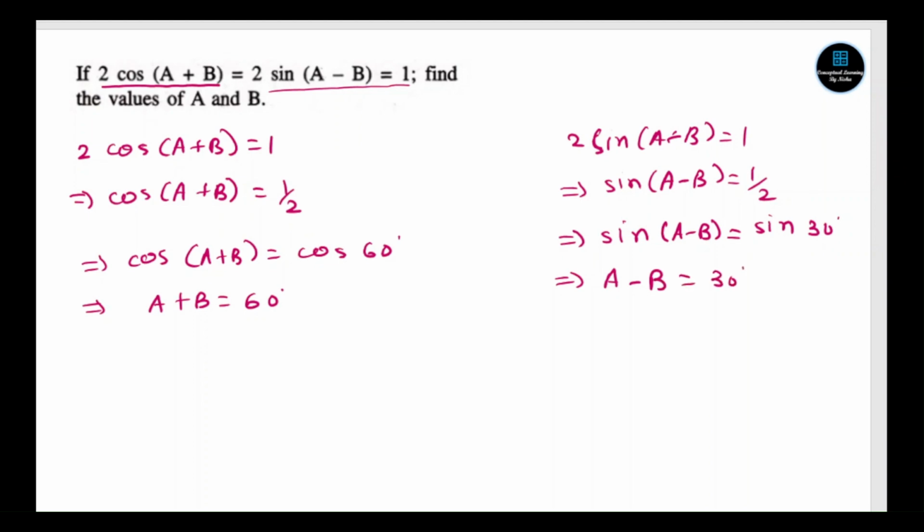Now I have these two values, so I can just add these two. So I'll get 2a equals 90 and a equals 45. When I substitute in any of these equations, I get b equals 15. So very easy question, right? Very easy question. So we got the value of a and b. Alright, perfect.